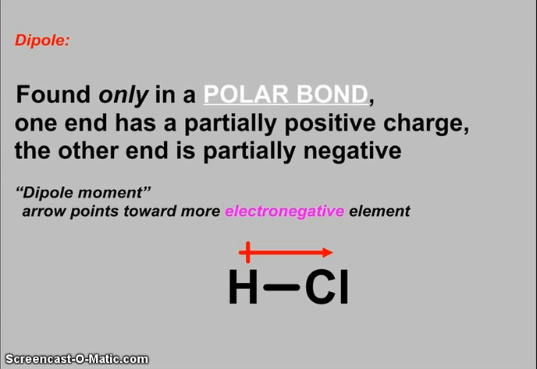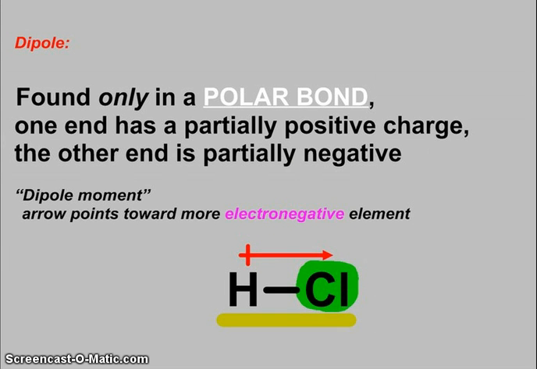So the bond between hydrogen and chlorine is a polar bond. Chlorine tends to be much more electronegative. How did I know that? Besides just being a genius, I know that's because of our electronegativity chart.